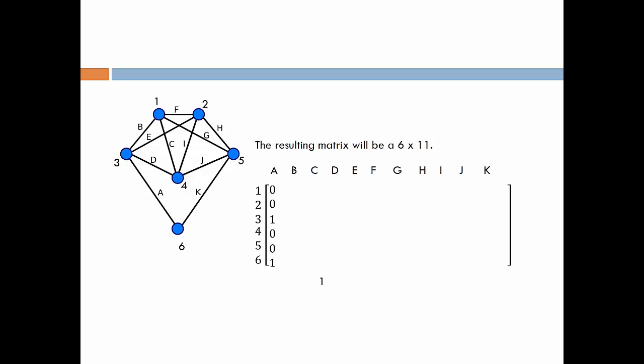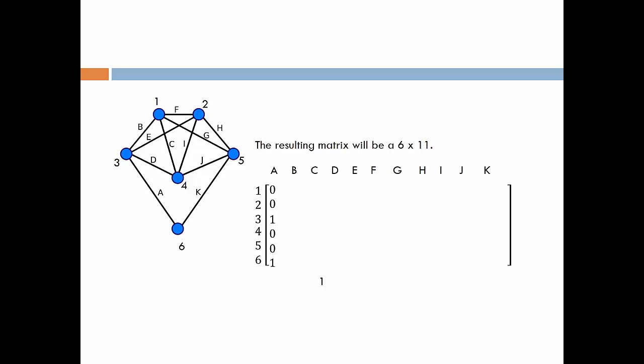So if we construct our matrix, if we look at, say, vertex 1, it is not incident to edge A, so that's why we have a 0 there. Or if we do it by column, if we look at edge A, it's incident to vertices 3 and 6. And so we'll have a 1 in the 3rd row, and we'll have a 1 placed in the 6th row, and those will be the only 2 ones.